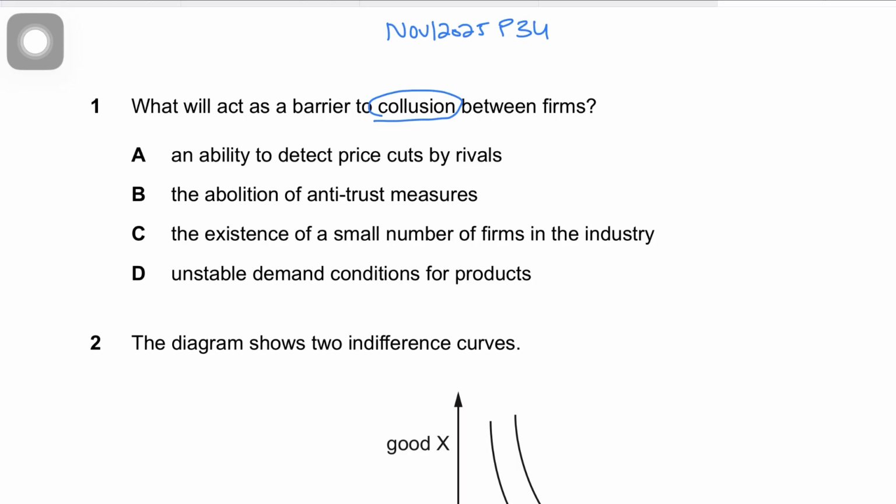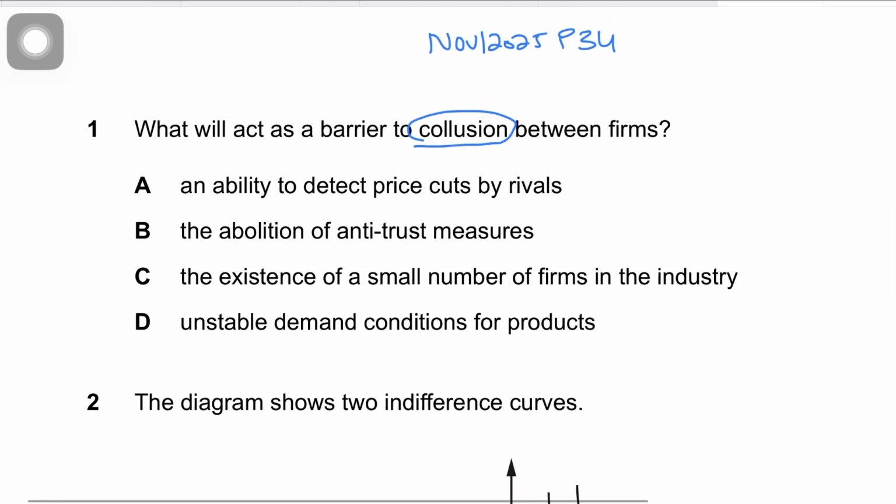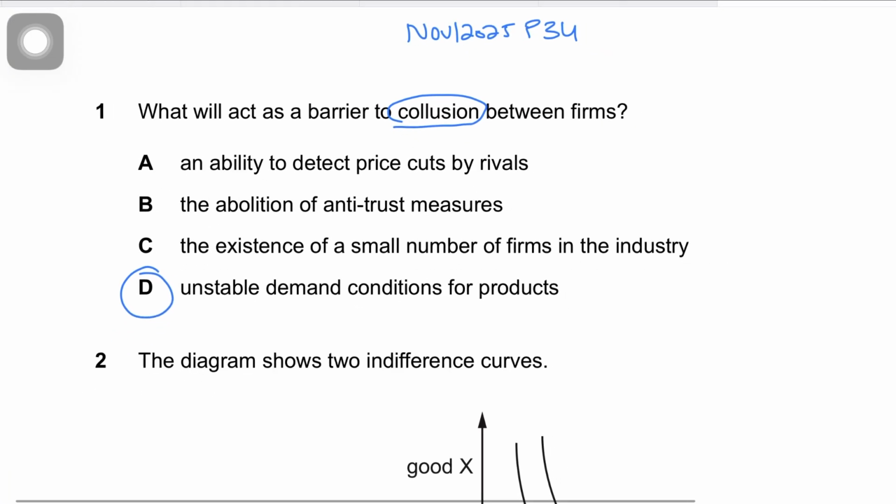So if the demand is unstable, firms may find it difficult to tell whether a fall in their sales is because a rival is secretly cutting price or just because the market demand naturally fell. So it will be difficult for them to differentiate between whether the rival is undercutting the price or whether the market demand had fallen, which caused a fall in their sales. And this creates uncertainty and makes collusion harder to maintain. That is why D for David should be the correct answer: unstable demand conditions for products. That is the reason why this will act as a barrier to collusion between firms.